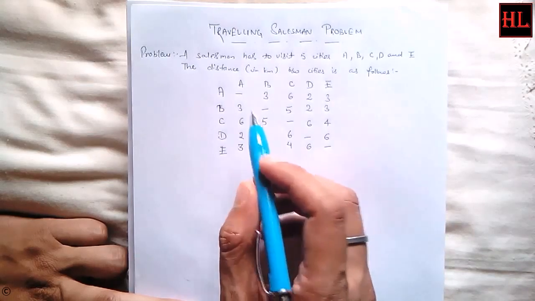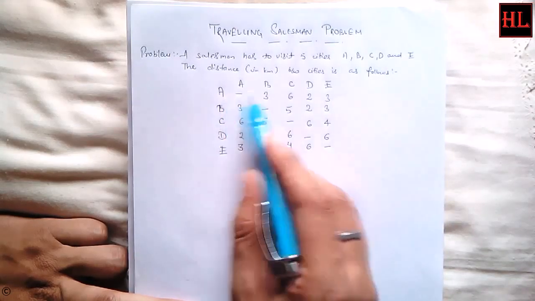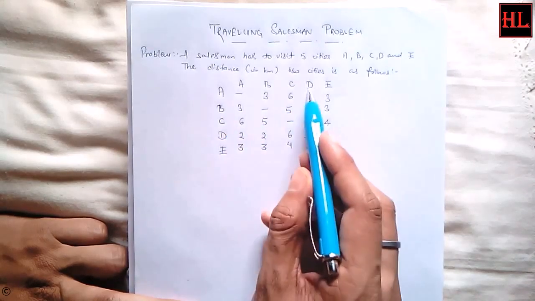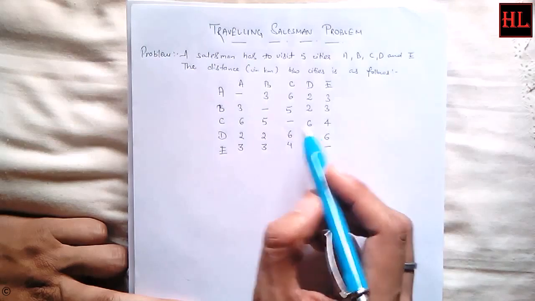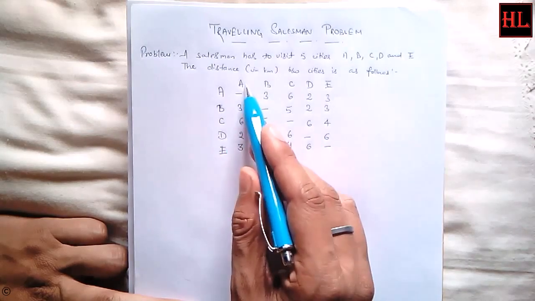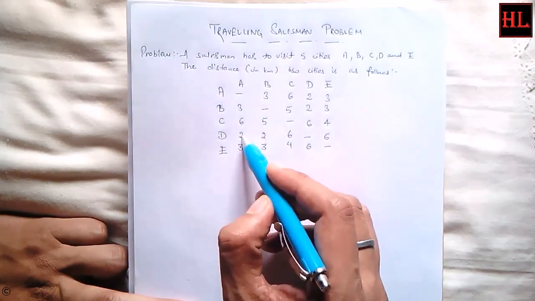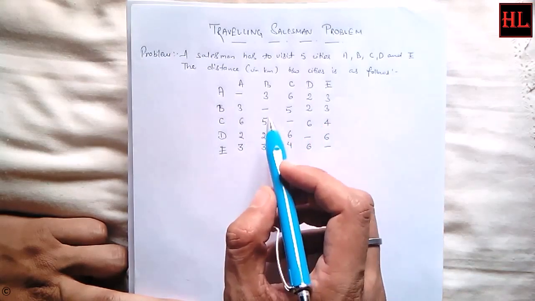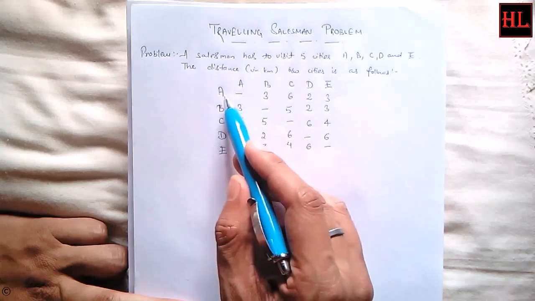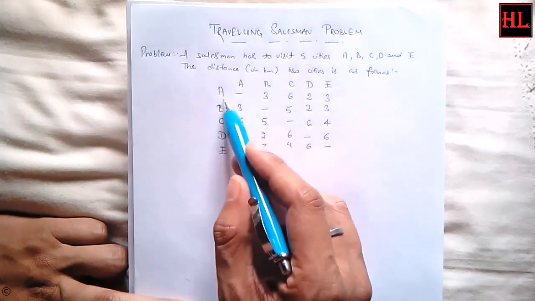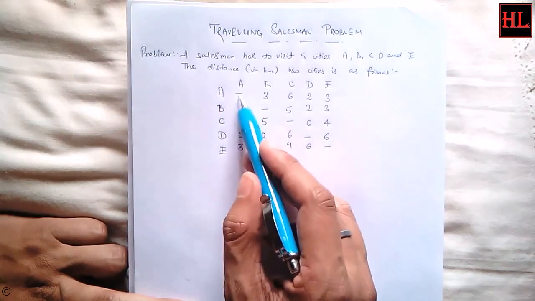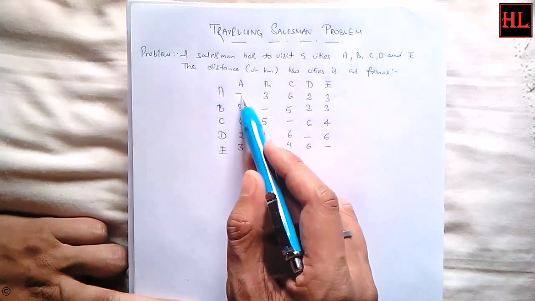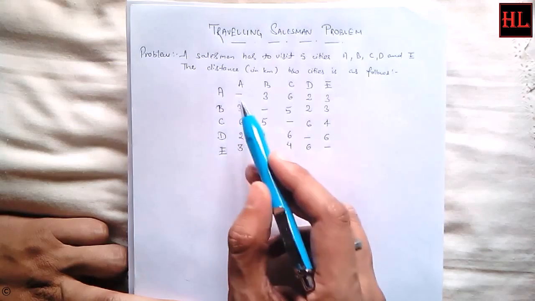The values in the matrix are given as the distance between the city A to city B is 3 kilometers, the distance between the city C to city D is 6 kilometers, the distance between city D to city A is 2 kilometers, and similarly all the distances are given. And you should also note that the distance from a city to itself is marked with a dash, as it is nil, it has no value.